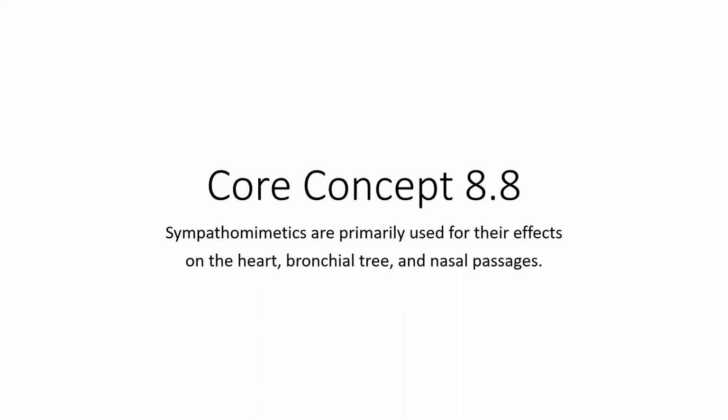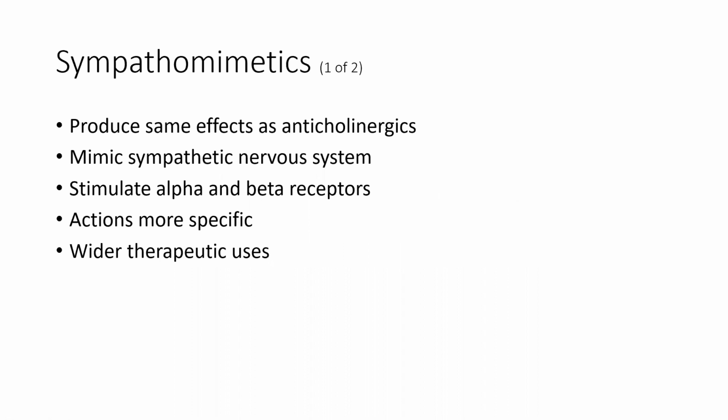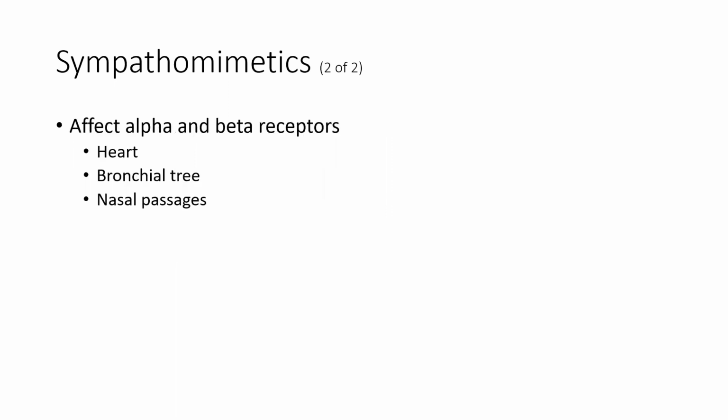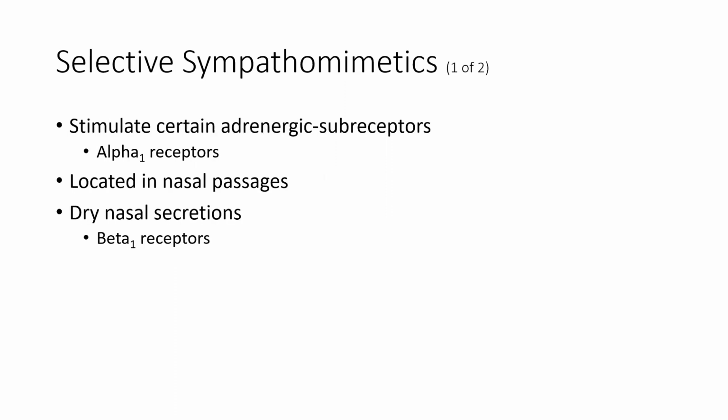Sympathomimetics are primarily used for their effects on the heart, the bronchial tree, that is the lungs, and the nasal passages. Sympathomimetics are the drugs which produce the same effects as the sympathetic nervous system. They stimulate the alpha receptors and the beta receptors. Their actions are more specific and their uses are wider than the others. They affect alpha and beta receptors, so it means they affect the heart, the lungs, that is the bronchial tree, and the nasal passages as well.